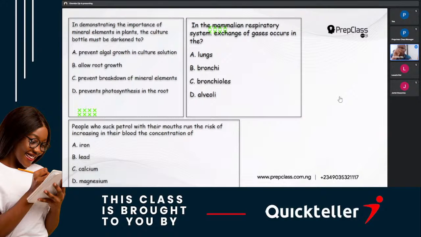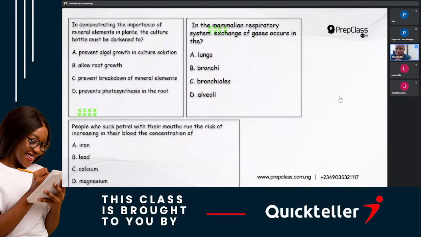So how will you now see the mineral elements if the algae has already taken it? So you must make sure that the algae is not growing. That's why you use a dark bottle, a brown bottle, so that it does not allow sun rays to come inside. When sun rays are not coming inside, the algae will not grow. When it is not growing, it will not take away the mineral. So that's the only way you can know that there are mineral elements needed by plants.